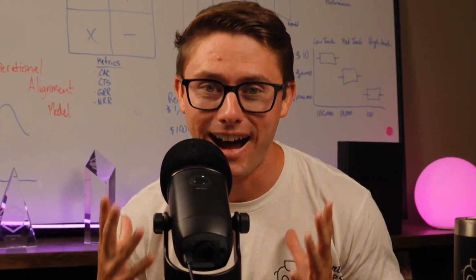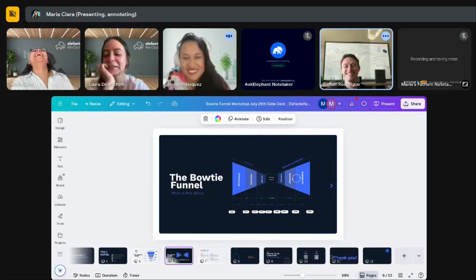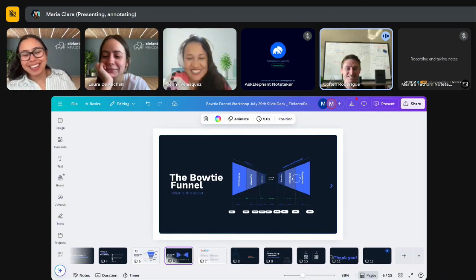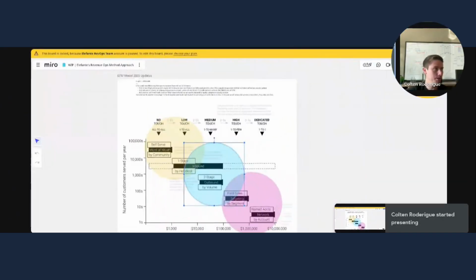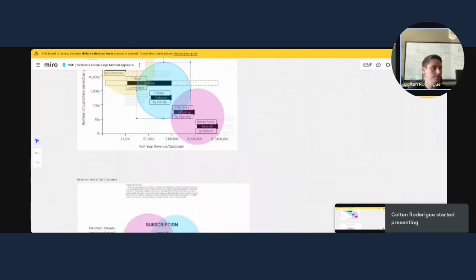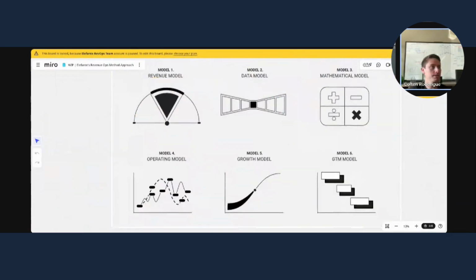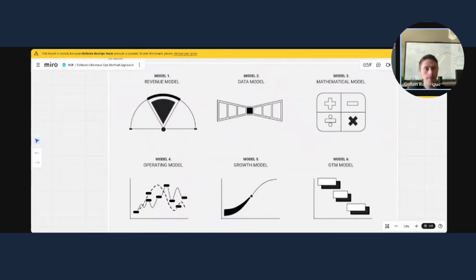What is low touch, mid touch, and high touch? It is related to the bow tie model. So I'll back up. We have 6 models that we use. Now, we're heavily focused on the data model. That's the most important model. We have a 6th model called the GTM model. So the go-to-market model.